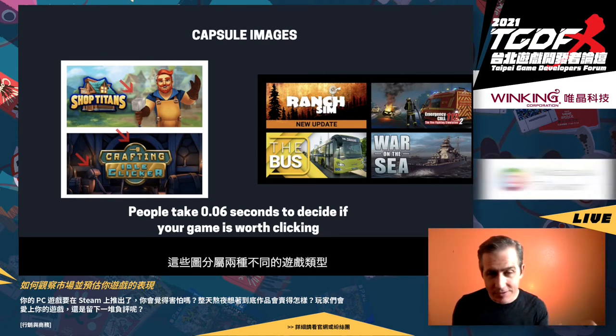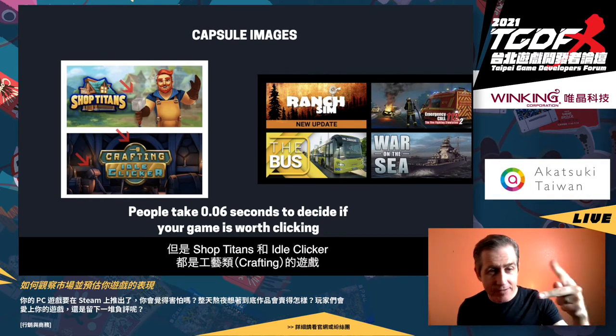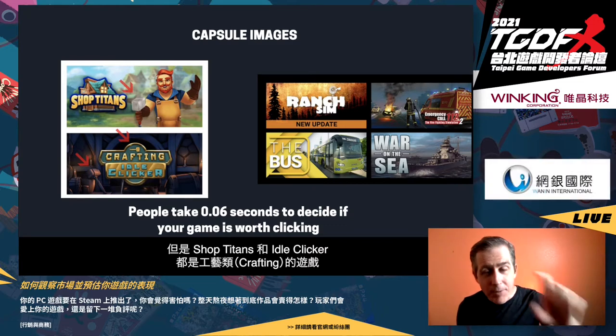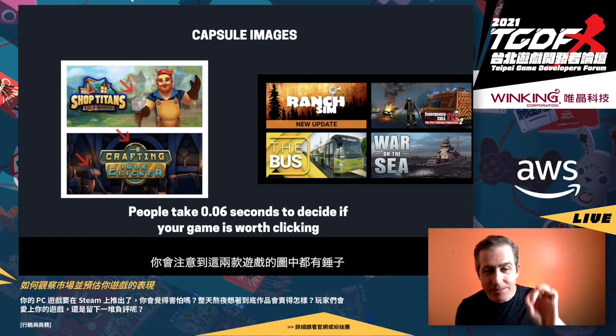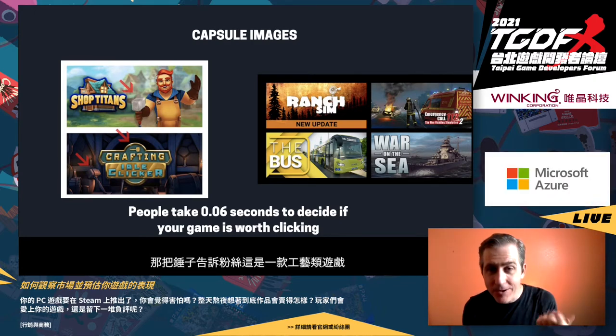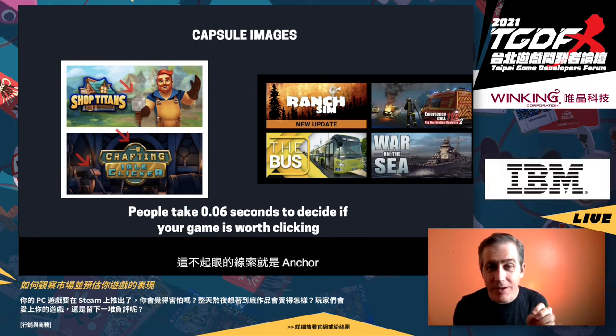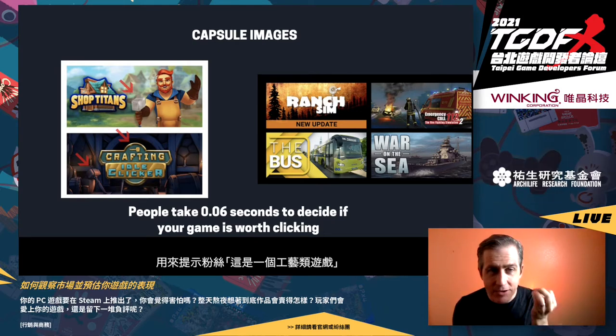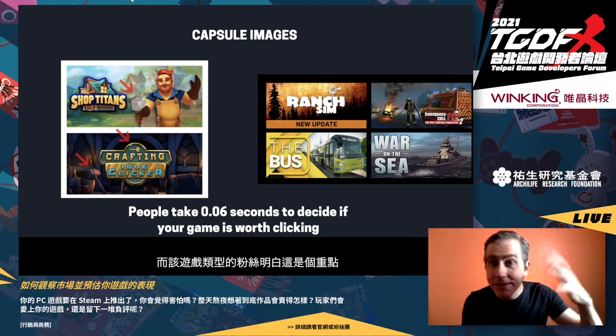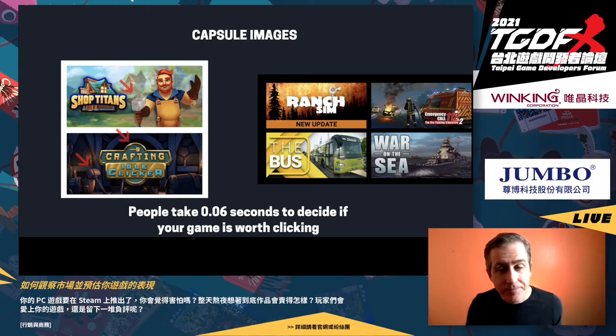Both of these are in two different genres, but Shop Titans and Idle Clicker are both crafting games. And you'll notice they have hammers in both of these capsule images. That hammer indicates to fans that this is a crafting game. It's a subtle clue. It's an anchor. It's something that teaches them that this is a crafting game. And fans of that genre have just learned that that's important to them.